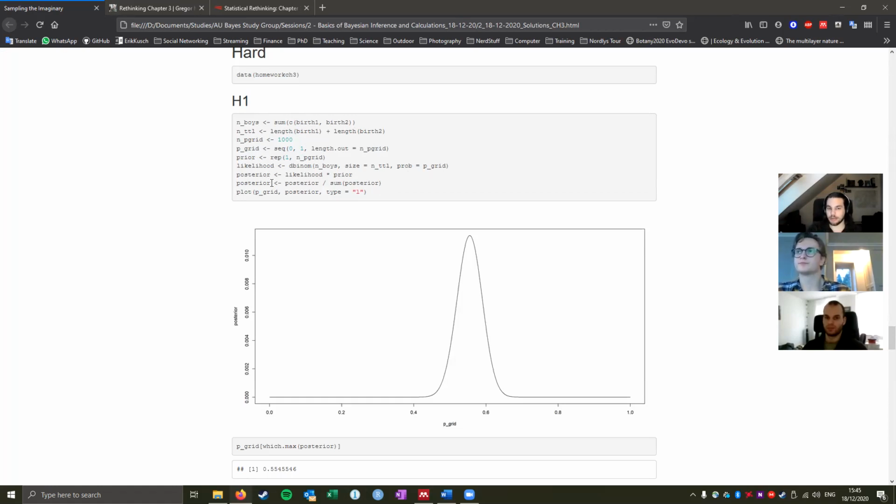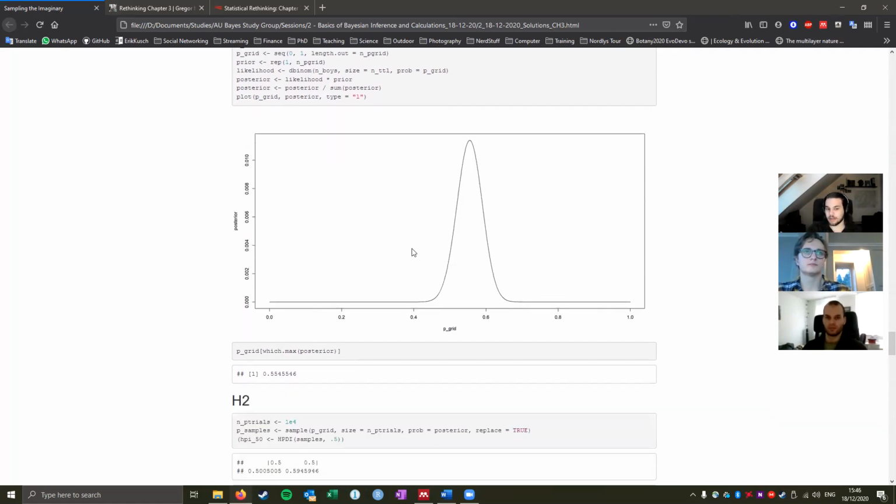So again, we calculate our posterior, then we standardize our posterior, and now I just plot the posterior. We get this kind of distribution. Now look at which value maximizes the posterior. We want to obtain the corresponding probability for any birth being a male. I'm already jumping ahead with firstborn here. And that is a probability of a birth being a boy of 0.555 in this case.